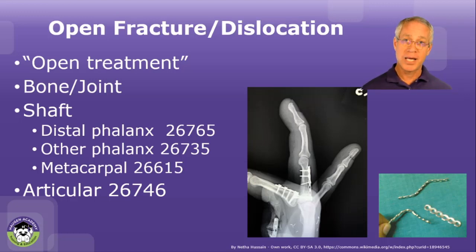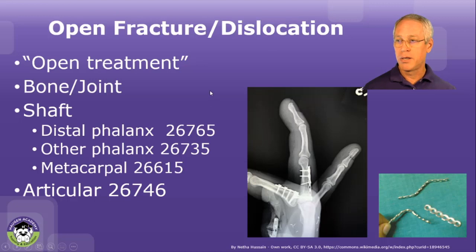In fact, K-wires can be used in an open fracture care, but more commonly plates and screws, as you see, are used to hold the fracture in place. For shaft fractures, it's down to the specific bone. For articular fractures, open treatment is all under one code.